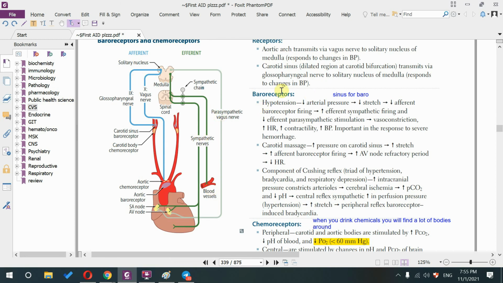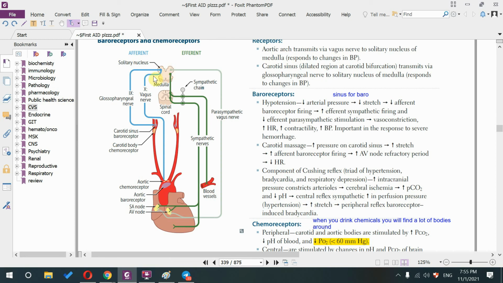So far so good. Let's speak about the baroreceptor. Baroreceptors get activated in case, for example, of hypotension. If someone is hypotensive, he has decreased arterial pressure. So with less arterial pressure, there will be less stretching. And if there is less stretching, what will happen? Less stretching of what exactly? Of the receptor. Yeah? So there will be less afferent baroreceptor firing going up. If you have less afferent, what about the efferent?